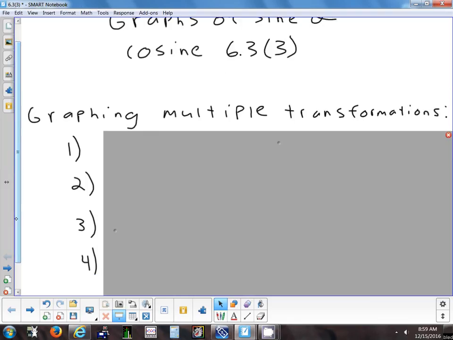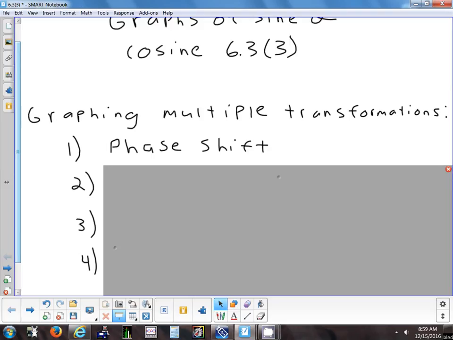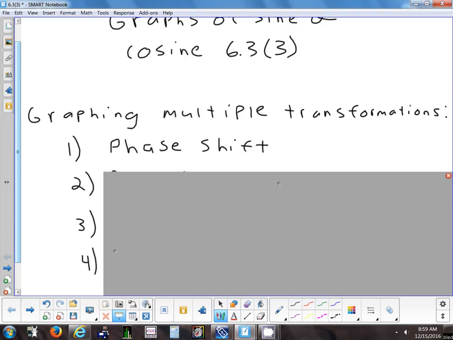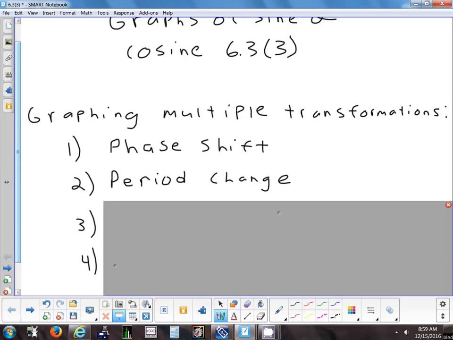So there's four transformations. And the first transformation you always do is a phase shift. So we deal with the left and right movement of the function first. The next transformation you would deal with after that is your period change. Notice both of these are the horizontal transformations. Shifting left and right, stretching left and right. So you deal with all the horizontal stuff first.